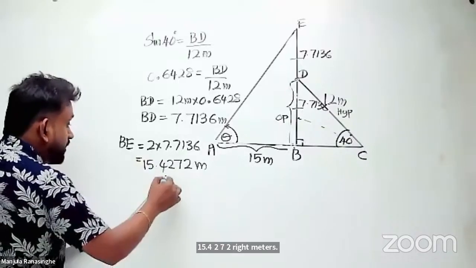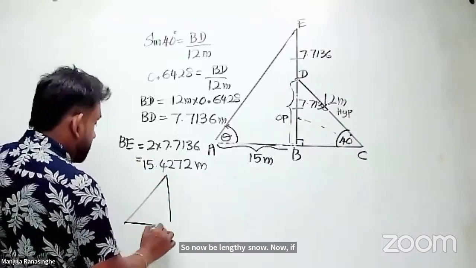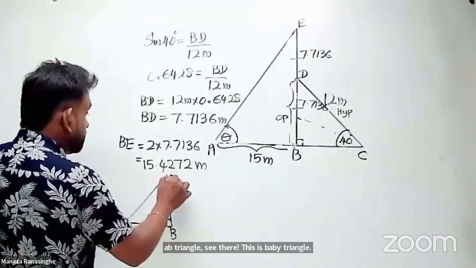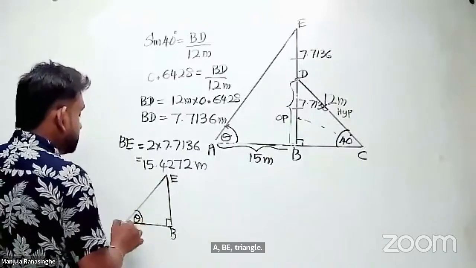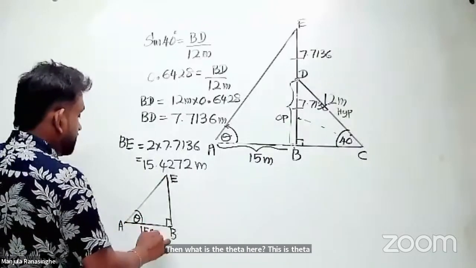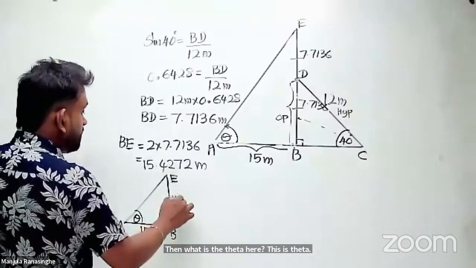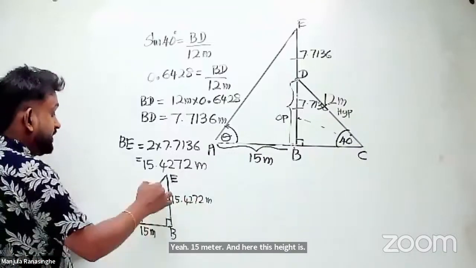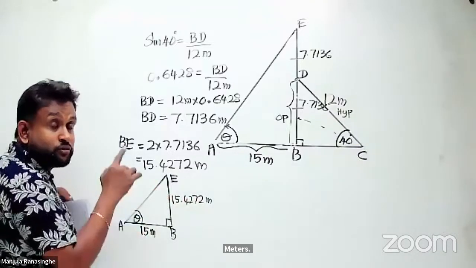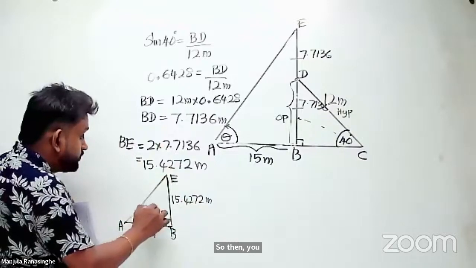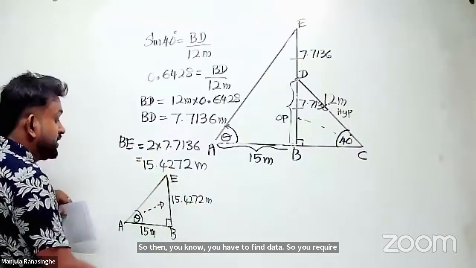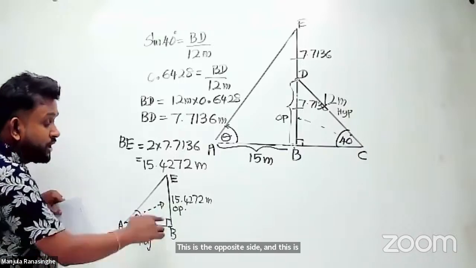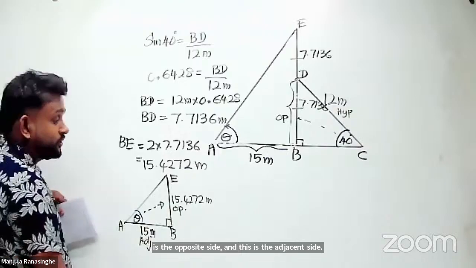Now if I extract the triangle ABE, see there, this is the ABE triangle. Then what is the theta here? This is the theta. Here 15 meters, and here this height is 15.4272 meters. So to find theta you require two sides. You write their names with respect to theta. This is the opposite side and this is the adjacent side. Opposite and adjacent deals with which ratio? Tan theta.